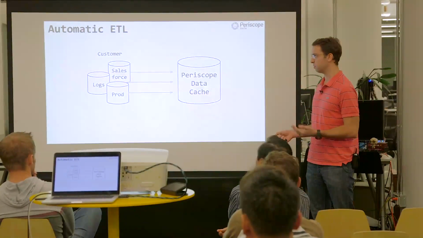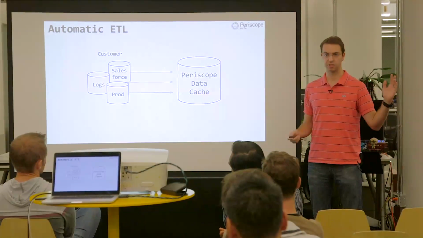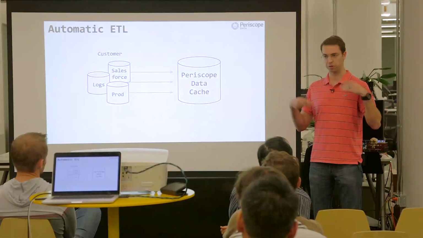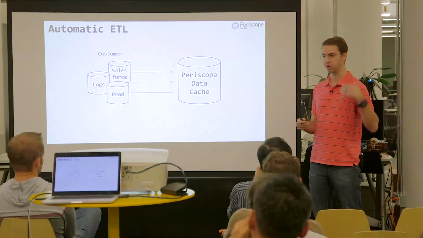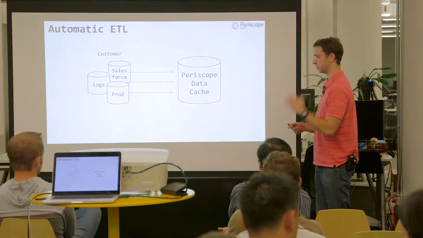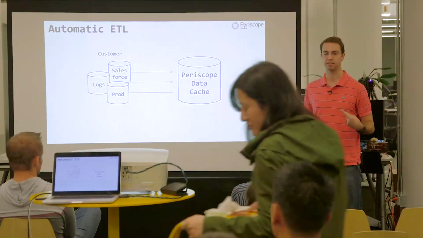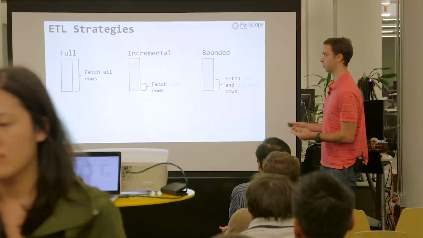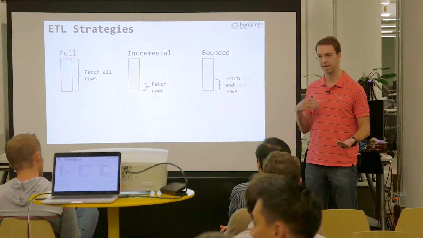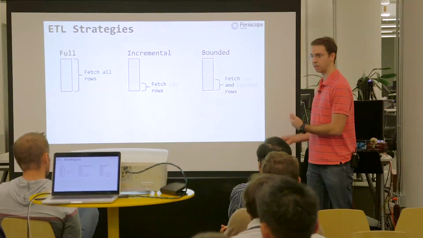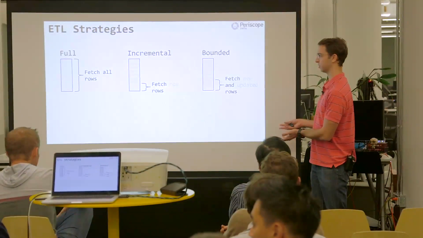At the very simplest level, we just automatically ETL in customers' databases. So a Periscope user signs up. They want to run charts and dashboards really, really fast. And so we suck in their data, put it into the cache, and we keep their data up to date. And the way we do that is with three different strategies that account for most tables getting updated in the cache. If you're building your own ETL pipeline, you probably want to have strategies like this.